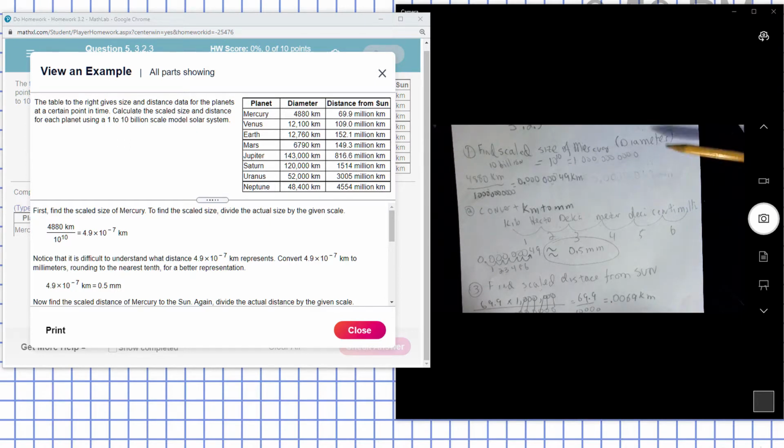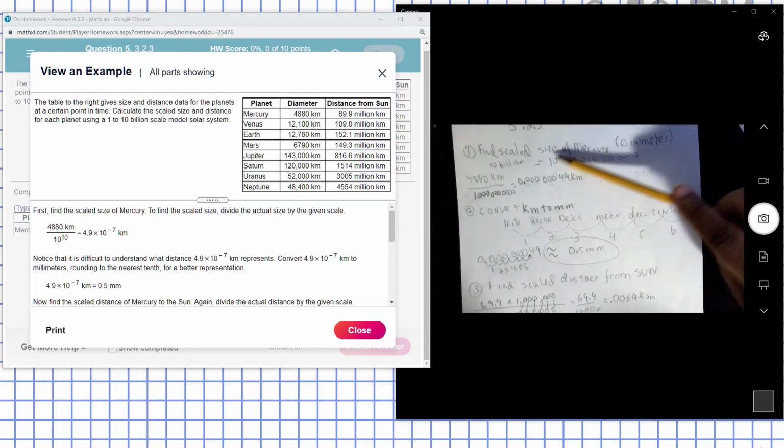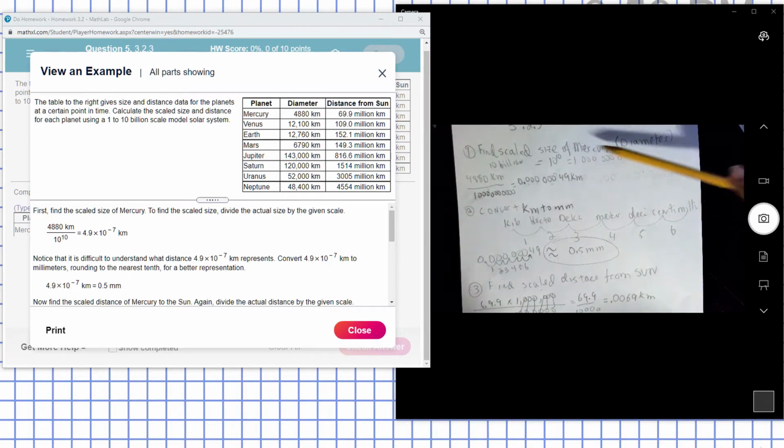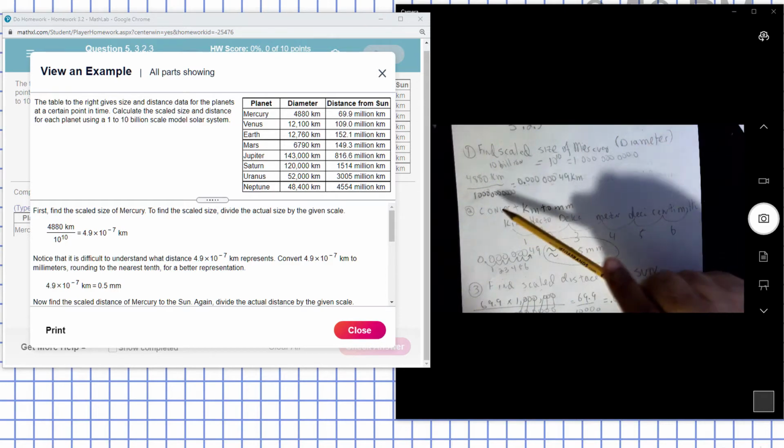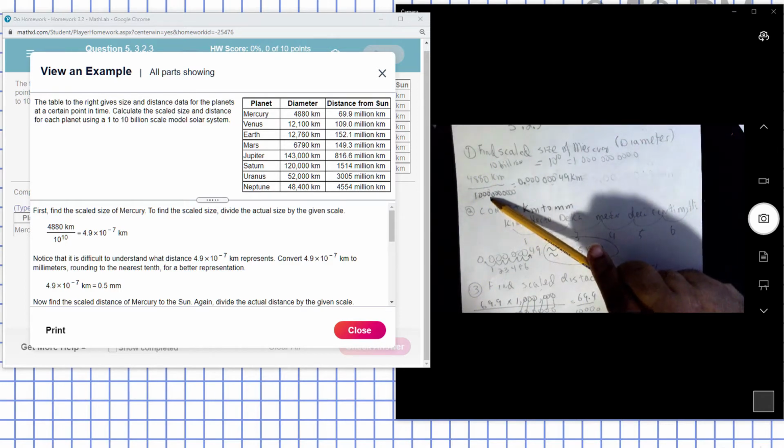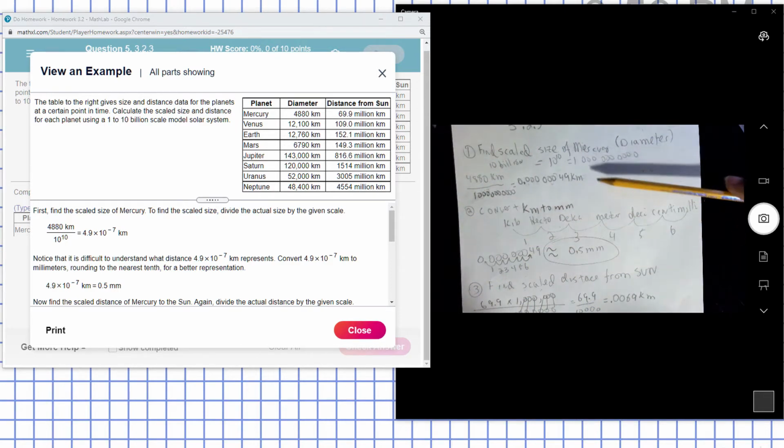find the scale, size, and diameter of Mercury. So 10 billion is the same thing as 10 to the 10th, or 1 with 10 zeros behind it. So find the scale size. I divide it by 1 billion here, and it gives me this number here. A very small number in kilometers. It doesn't mean much distance-wise, so we'll go ahead and convert it into millimeters.